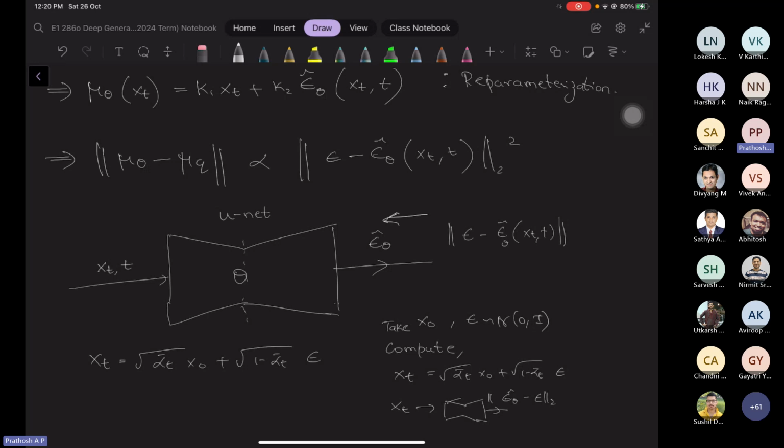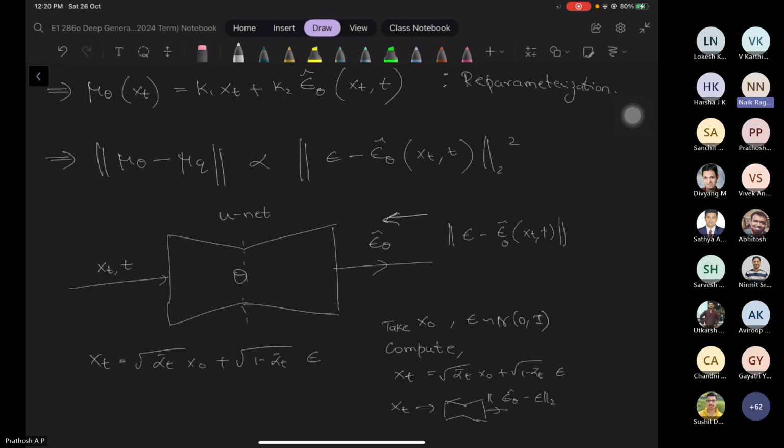So basically what's happening is, given a data point, you add some noise to it, and you get the tth latent variable, pass that through a neural network and try to predict the amount of noise that was added to get this xt from x0. That's all it is. Clear?